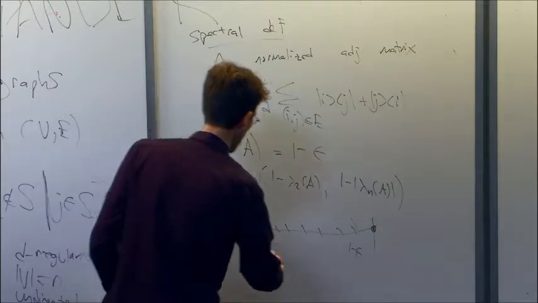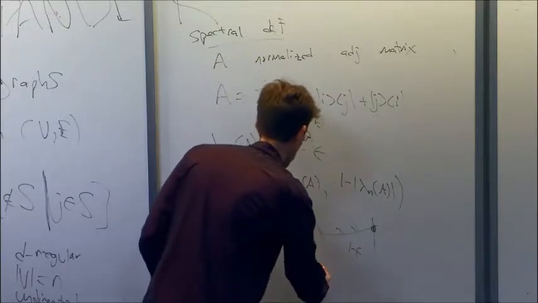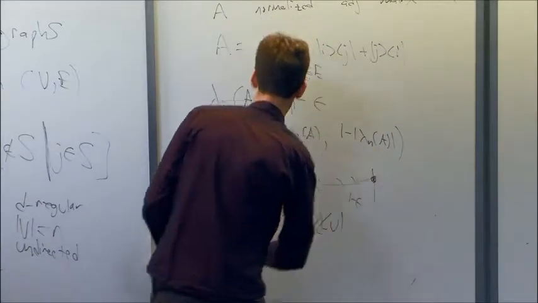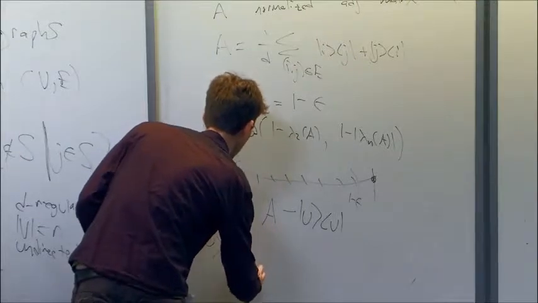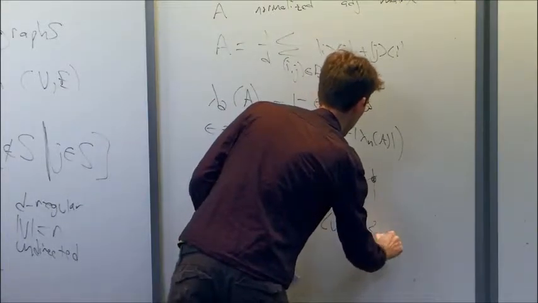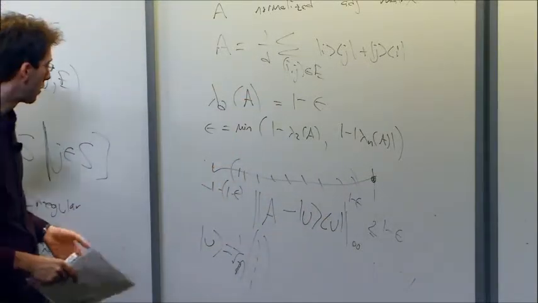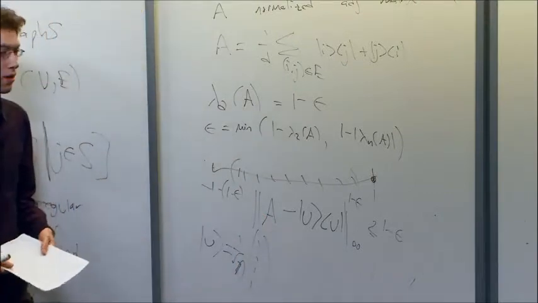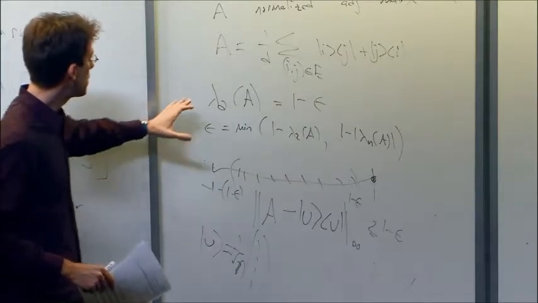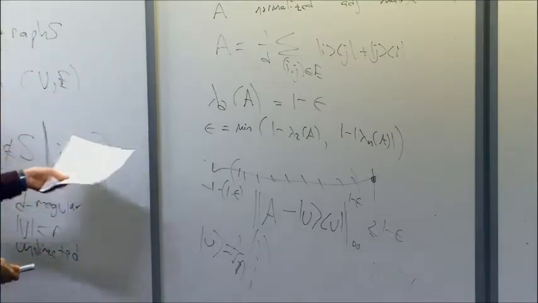So another way to say that is if you take the adjacency matrix and you subtract, what is the top eigenvector? Let me call it U, where U is 1 over root n times the all ones vector, then this thing should have operator norm less than or equal to 1 minus epsilon. So you take the adjacency matrix, you remove the part corresponding to the top eigenvector, and what you're left with should have norm less than or equal to 1 minus epsilon. That's maybe a cleaner way of saying it. Okay, so this is an alternate characterization of expanders, and it's closely related to the combinatorial one.